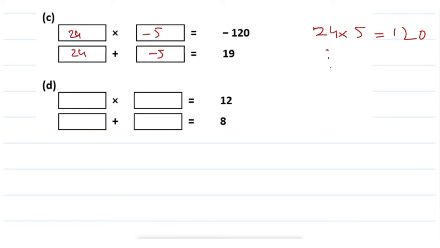Similarly, for the last term, there are two numbers whose product is 12 and sum is 8. What are these two factors? Yes, you are right. 6 times 2 is 12, and 6 plus 2 is 8. So these are the numbers. Now these are helping us in making the middle term break.